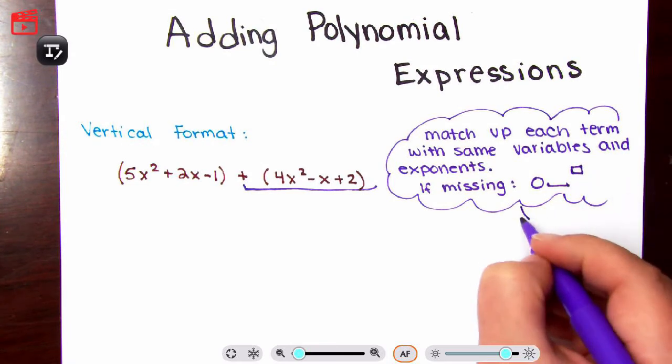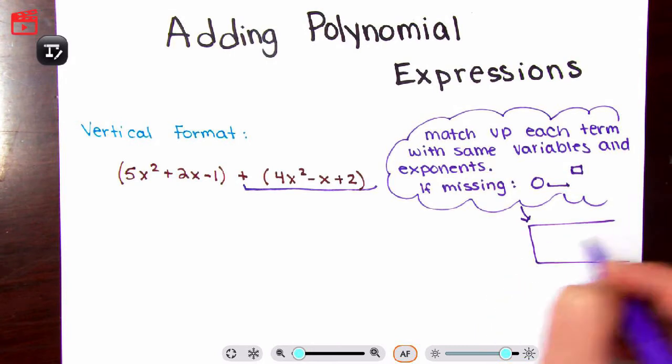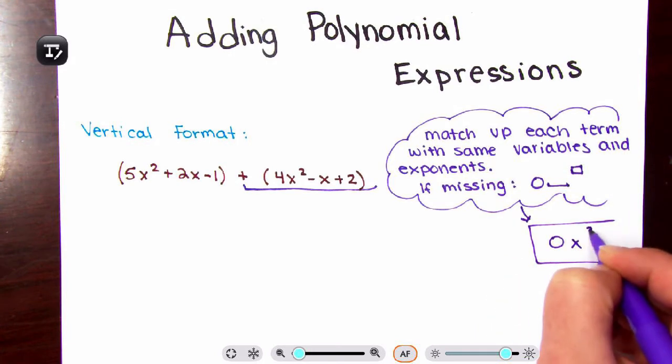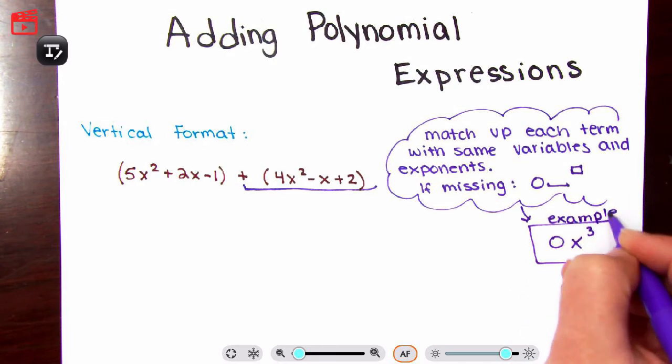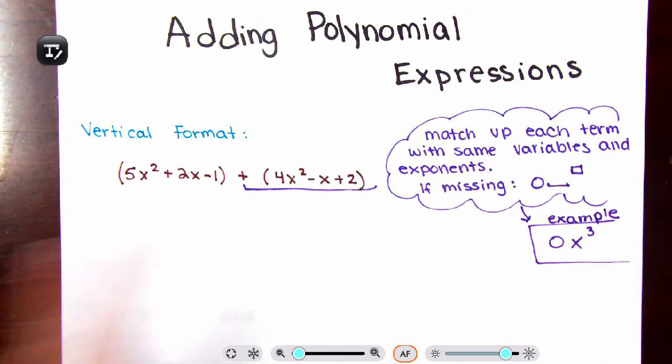So let's do an example here. If I have something missing, it'd be 0x cubed for an example. And that just means it's a placeholder. So let's go ahead and copy and paste this underneath and see if we have any placeholders.